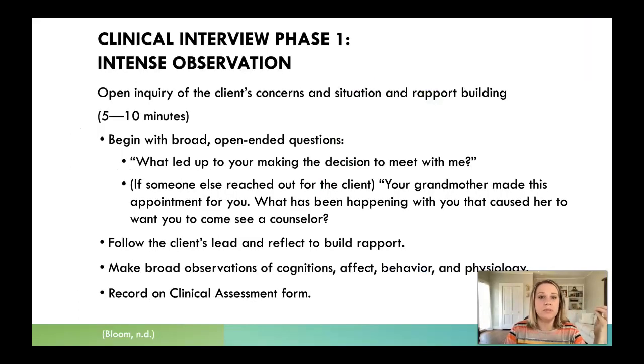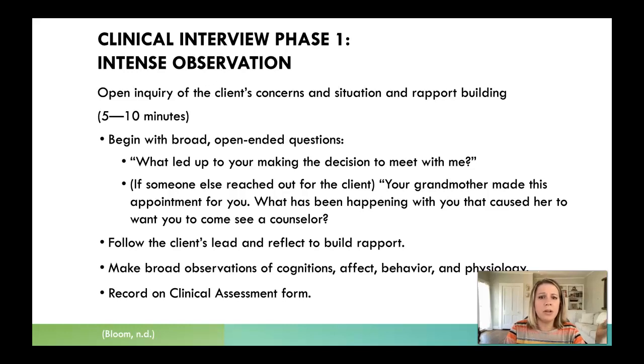So focused observation begins with 5 to 10 minutes of open inquiry of the client's concerns and situation and rapport building. You have to begin with broad, open-ended questions like, what led up to your making the decision to meet with me? And if somebody else reached out for the client, you can include them in the question by saying something like, your grandmother made this appointment for you. What's been happening with you that caused her to want you to come see a counselor?